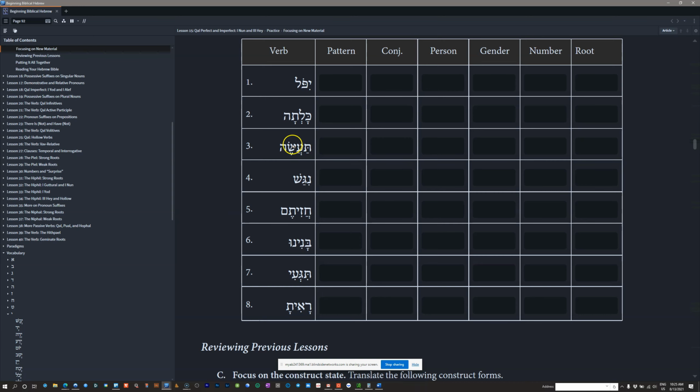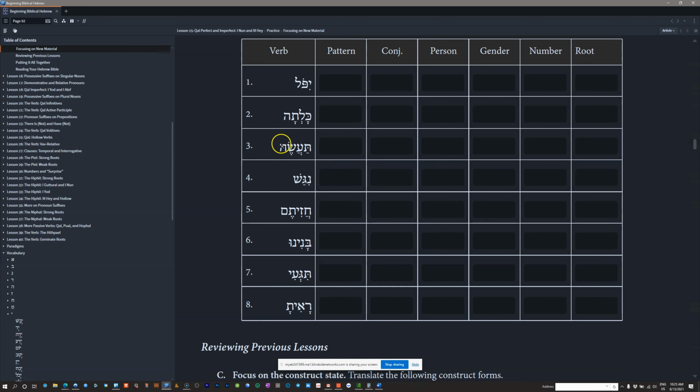sin. I was going to say shin, and then I had to think, wait, which side does the dot go on? Tav, ayin, sin here. Okay? If this is our root, and this is our III-Hey ending, there's a problem. This should be a qamets, not a segol. Furthermore, if it's Qal perfect, this should be a qamets, and it's a patach. So we've got 2 problems here with this being a Qal perfect III-Hey.